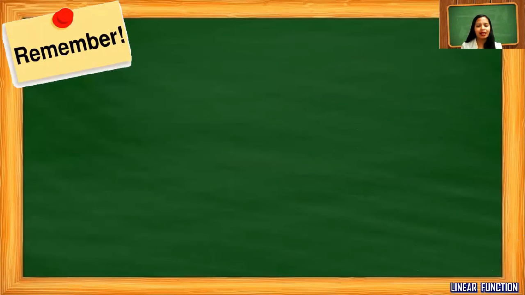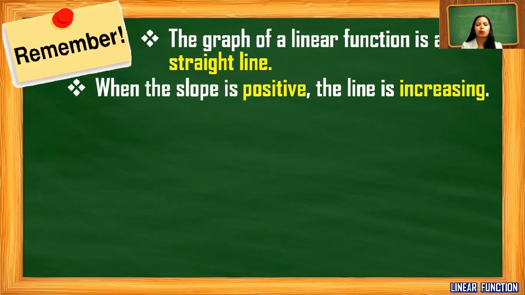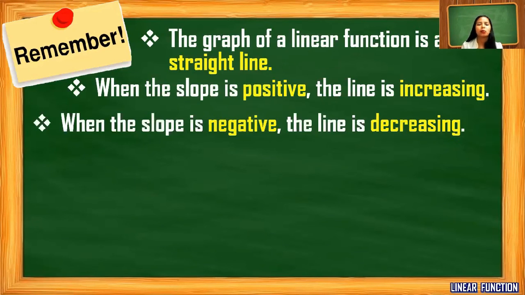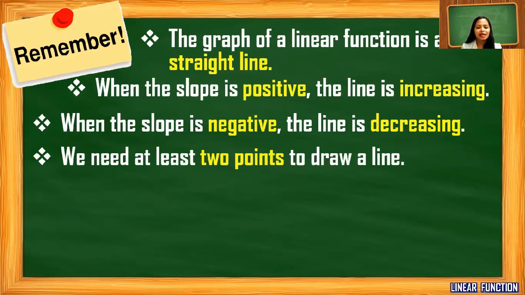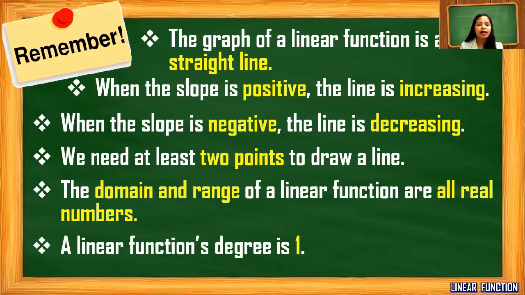So before we are going to end this video, let me give you some key points to remember when we are going to talk about linear function. The graph of a linear function is a straight line. When the slope is positive, the line is increasing. When the slope is negative, the line is decreasing. We need at least 2 points to draw a line. And the domain and range of a linear function are all real numbers. And a linear function's degree is 1.